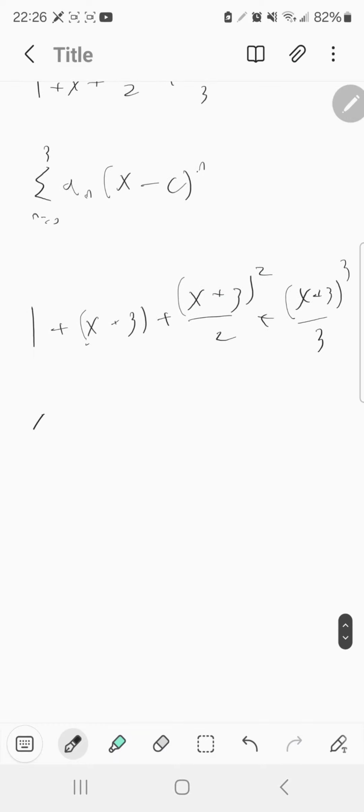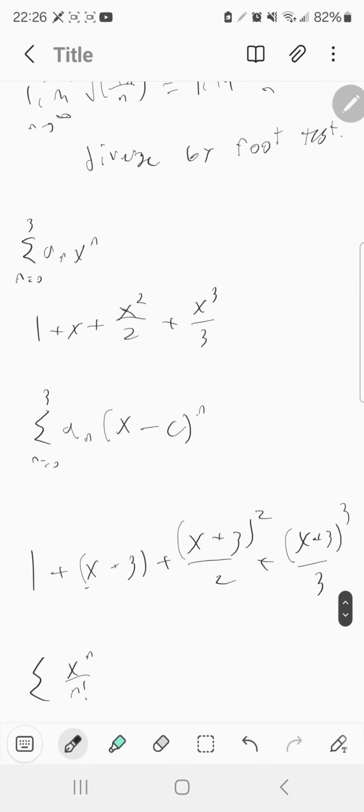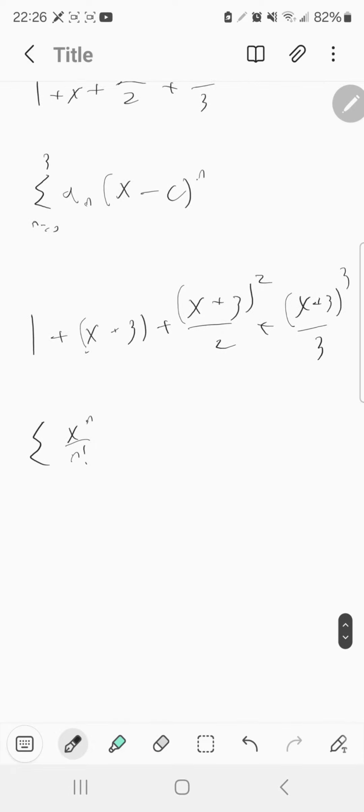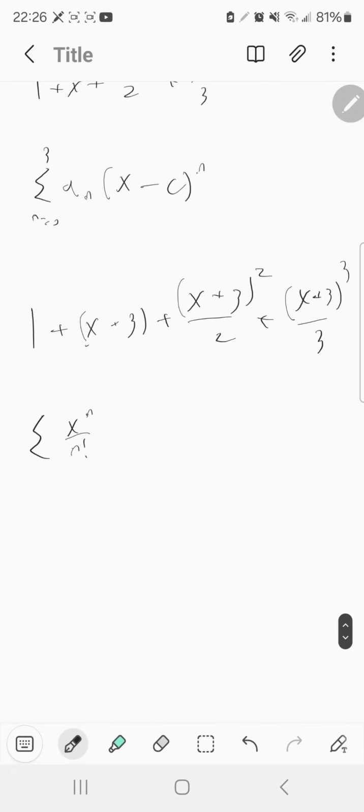It is common to see them look something like this: x to the n over n factorial, where 1 over n factorial would be a sub n. Now, this is going to look like this, to however many terms we want, right? This is generally going to look like x to the 0 over 0 factorial, which is 1.